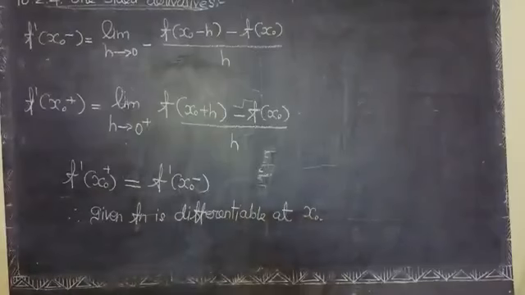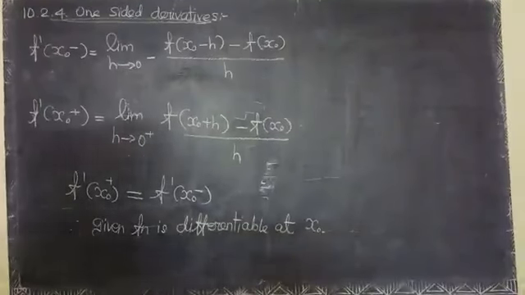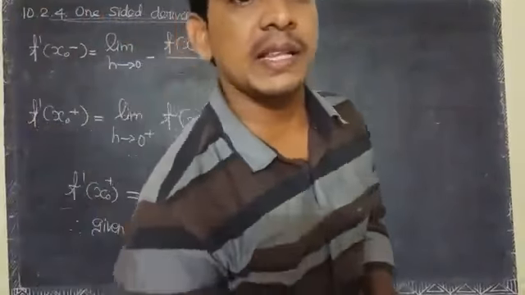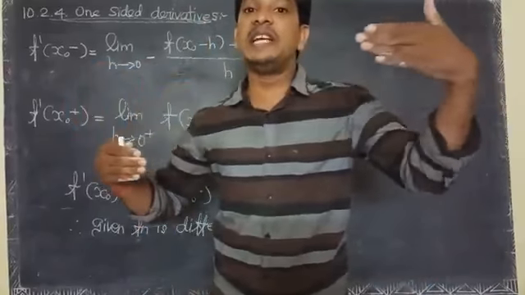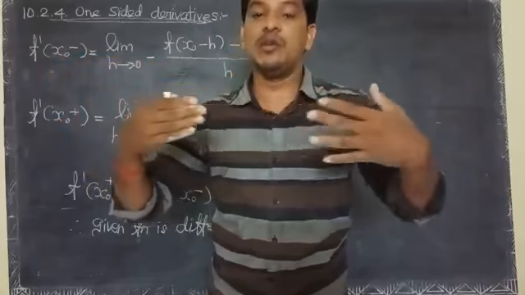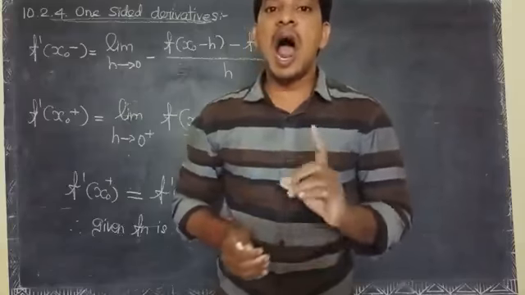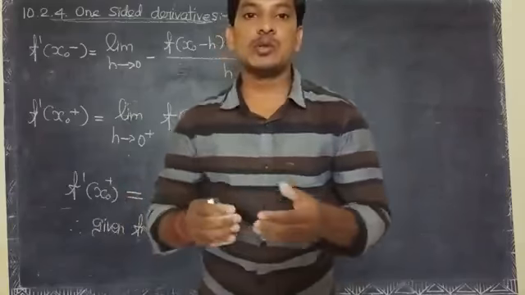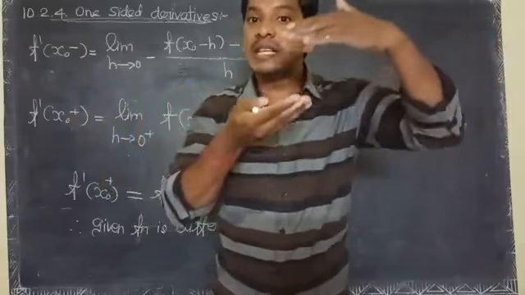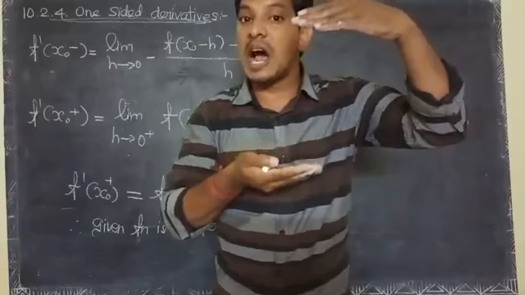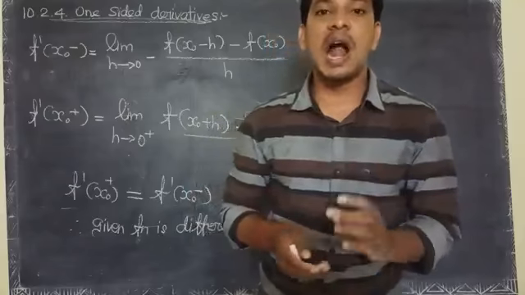Next we discuss one-sided derivatives. It means finding the left limit and right limit, that is, the left derivative and right derivative. If both are equal, the given function is differentiable at x naught. Suppose the left derivative and right derivative are not equal, then the given function is not differentiable at x naught.